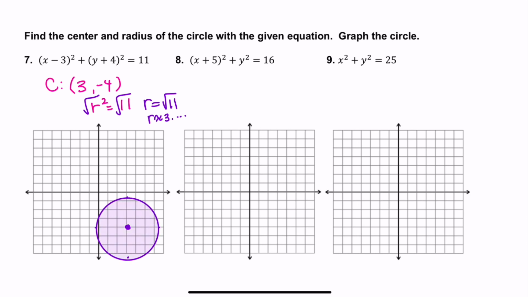And that would be the graph that would go along with this equation. Now for number 8, we're going to write our center.